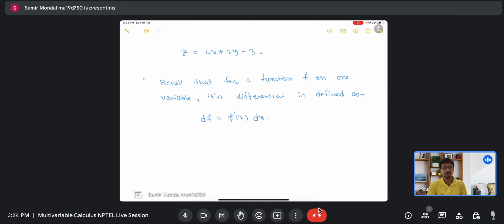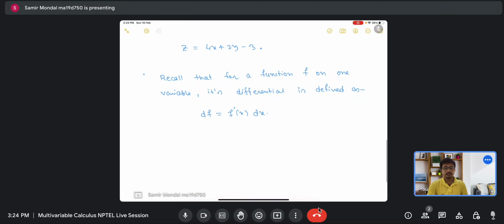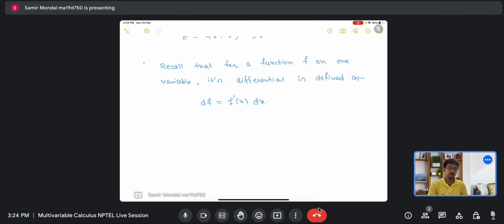Everyone is familiar with this one. So my question is, what about for a two variable function? How is df defined for that case?